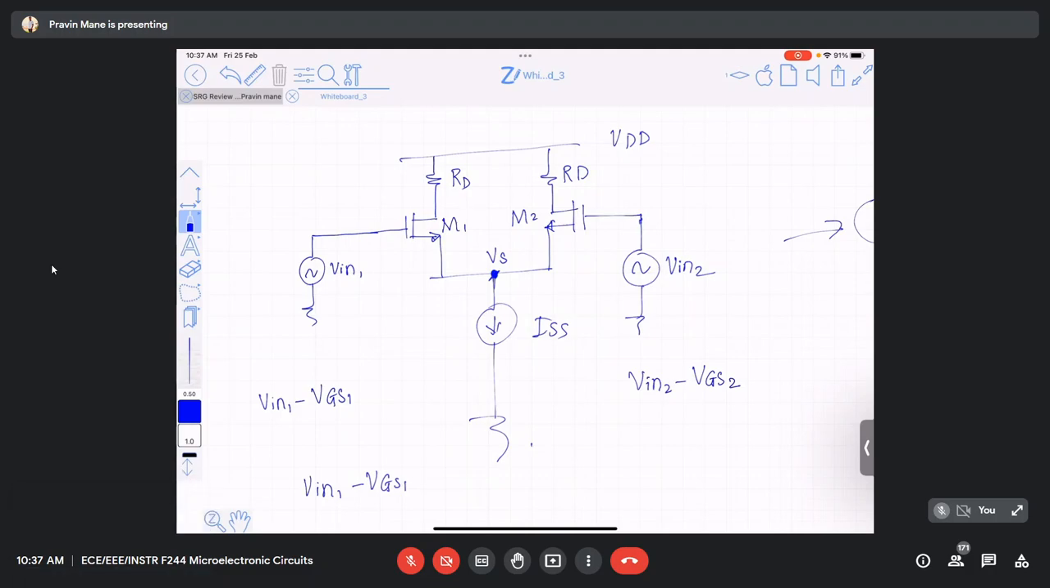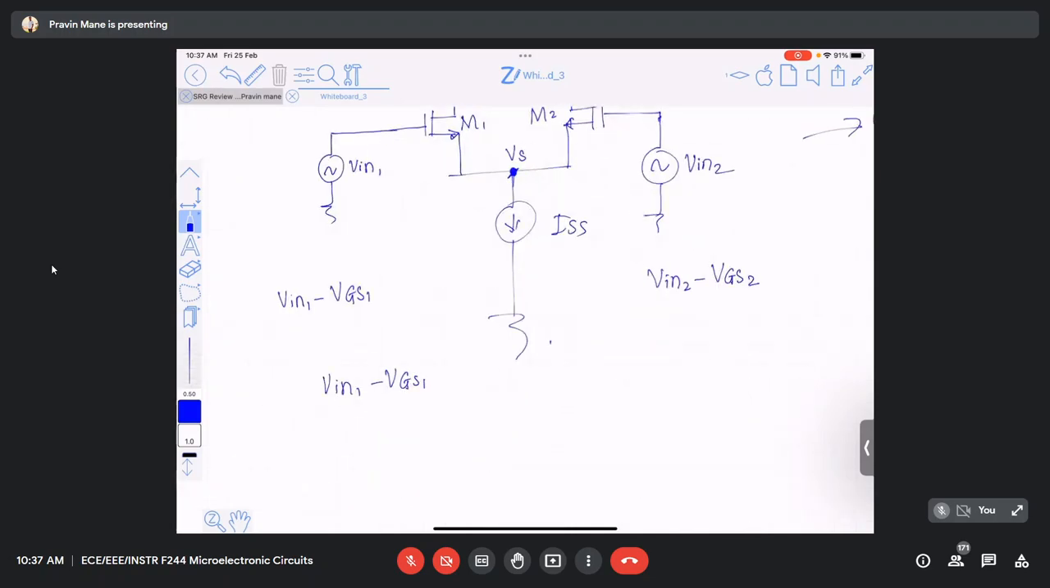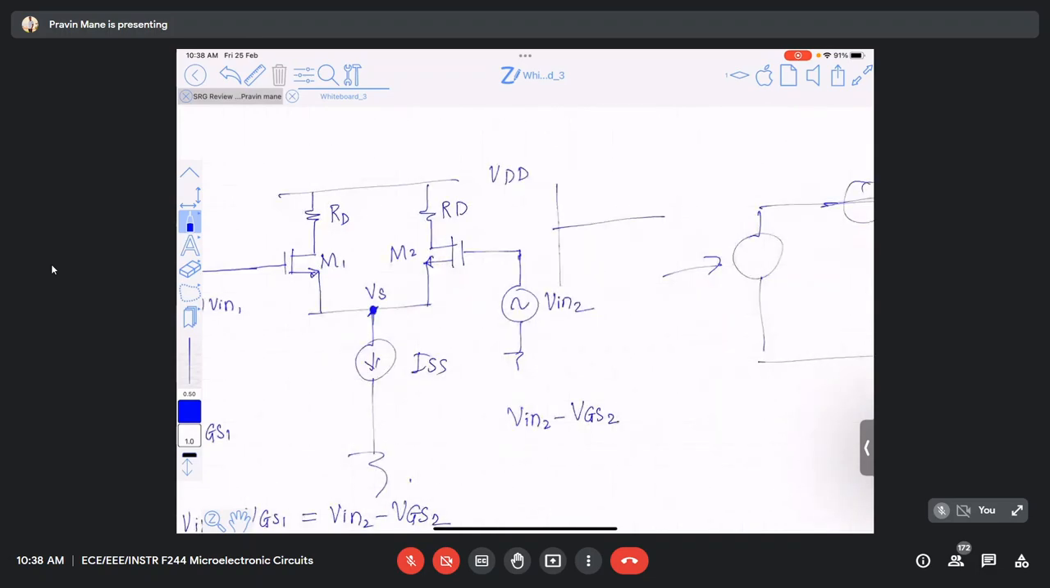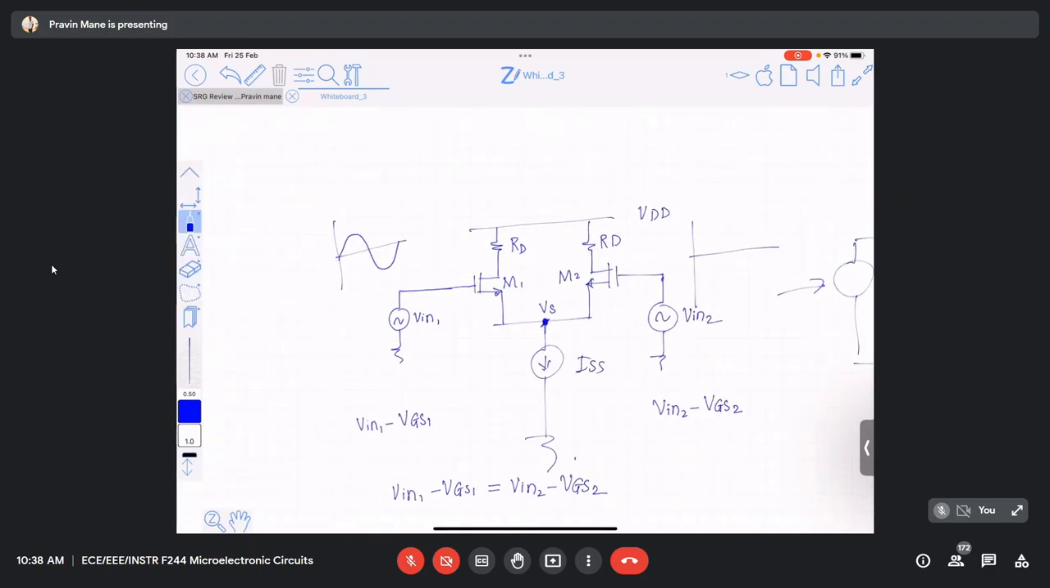Yes, sir. So what is going to happen? V in 1 minus VGS1 will be equal to what? V in 2 minus VGS2, right? So I will be getting the equation. So voltage at this point. Now suppose I'm drawing here a signal. Suppose this is the V in 1. How will be V in 2? Is it like this? Out of phase?